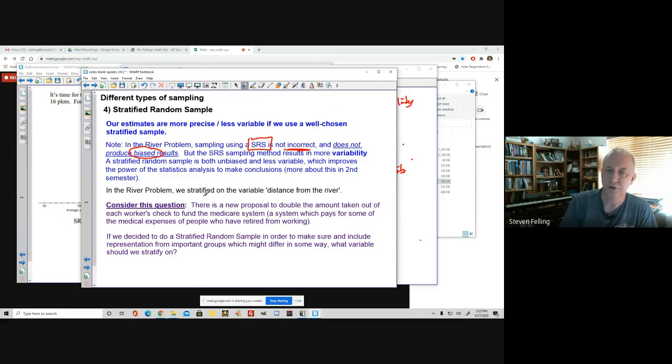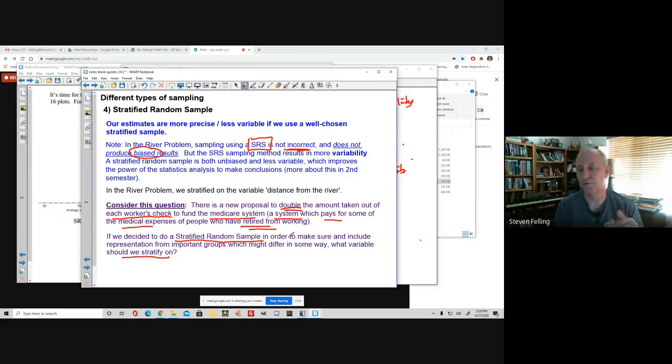Okay, so let's say that there's some proposal. This is a different problem now, to double the amount of money that gets taken out of your workers' check to fund the Medicare system, which is a system that pays for some of the medical expenses of people who have retired from working. If we wanted to judge working adults in America, or we just wanted to gauge the results in America of what people thought about this proposal, and we decided, okay, maybe there's differences between the people that might respond differently here. How would we do a stratified random sample? What variable should we stratify on, right?